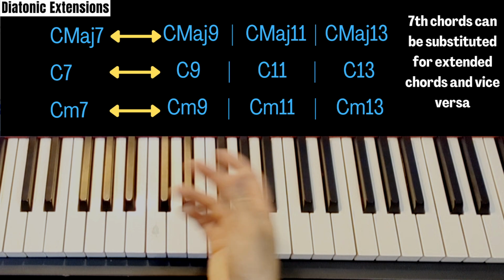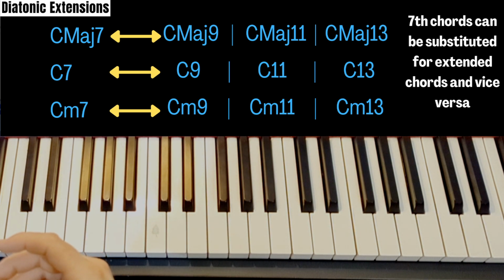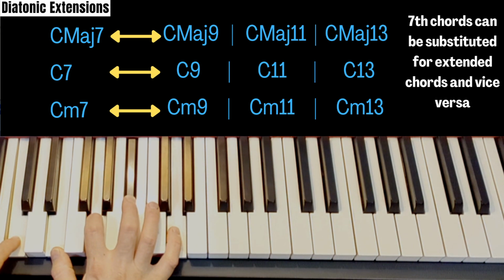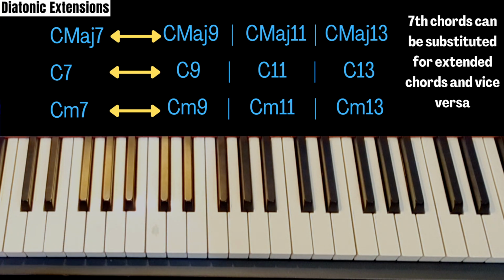The extensions are really just adding texture and color. They're not actually adding functionality to the chord. So if I see a C9 in the chart, I can just play it like this if I want. Root, 3rd and 7th. One thing I haven't mentioned yet is I don't need the 5th in the chord for the chord to function.